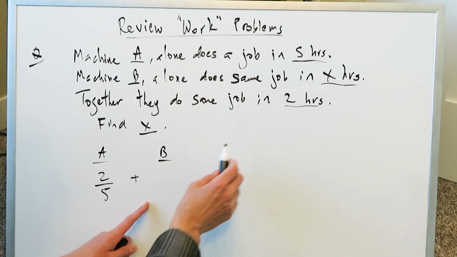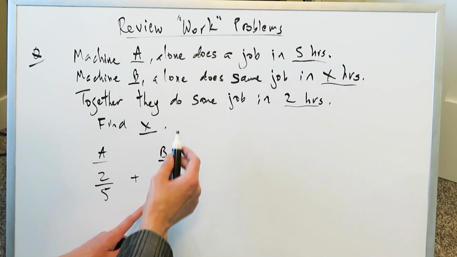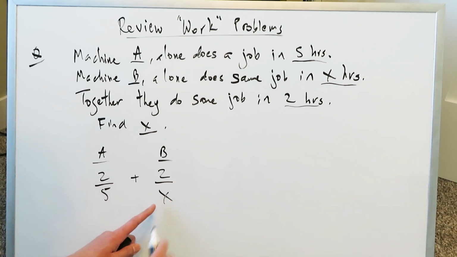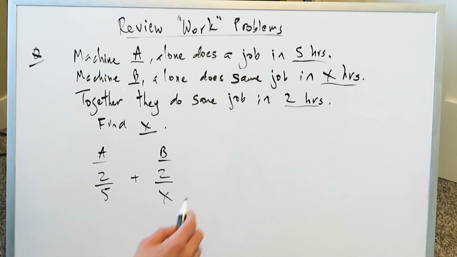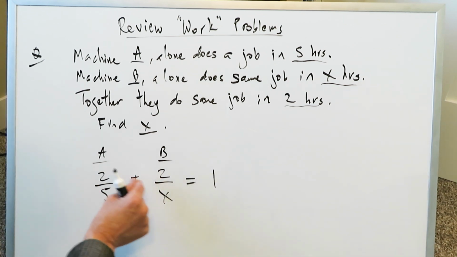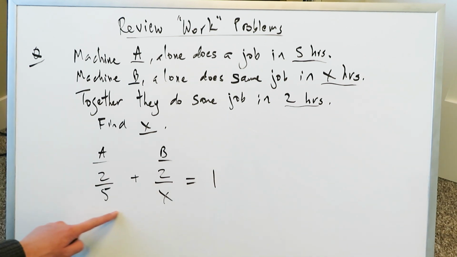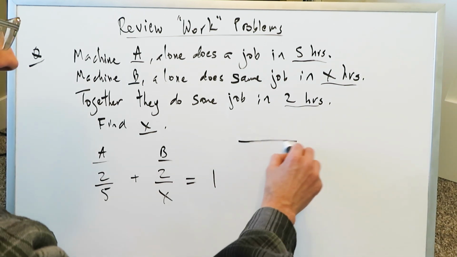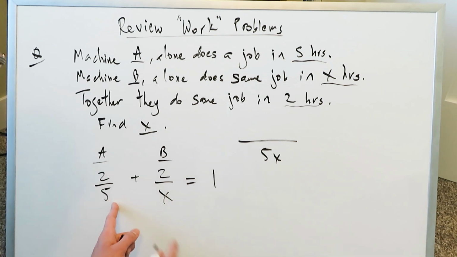Well, we know how much it's working in terms of a group, in terms of A and B together, but we don't know what its independent rate is, 2 over X. And we know they're doing the whole job together, a complete job. And this right here would represent the equation. You'd have a 5x here in the denominator. You do the common denominator, 5 goes in x.